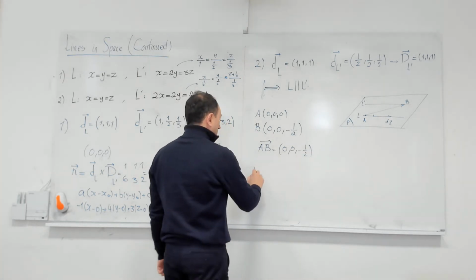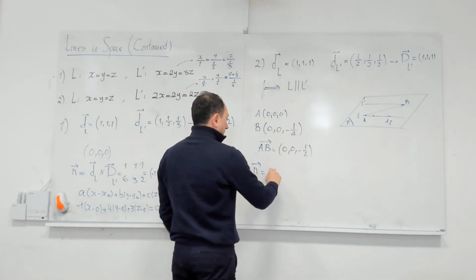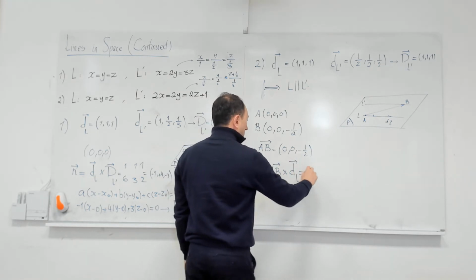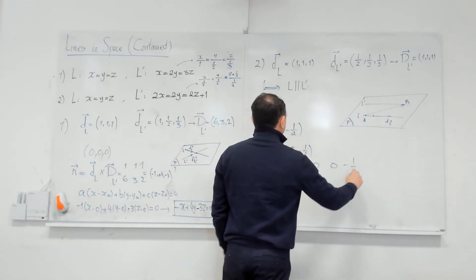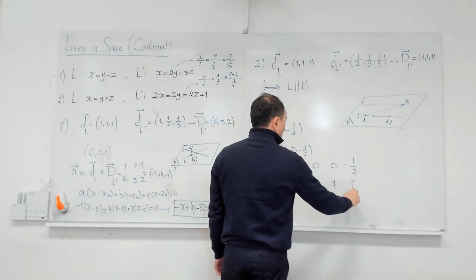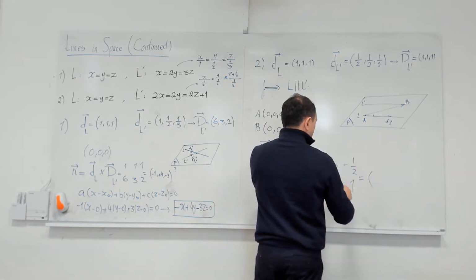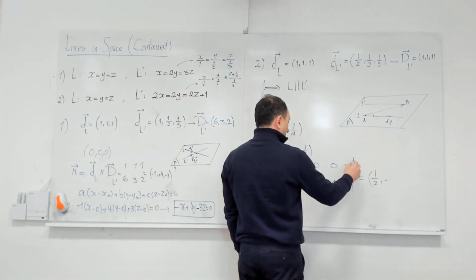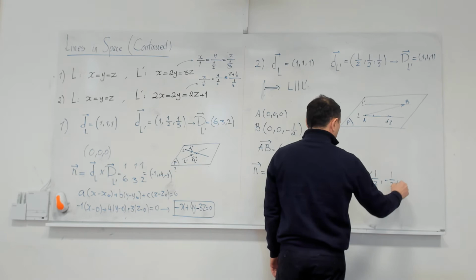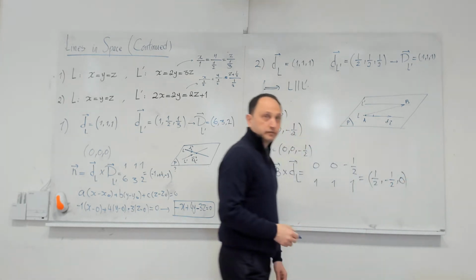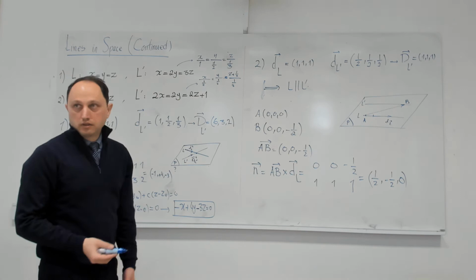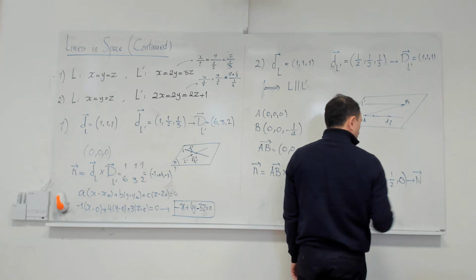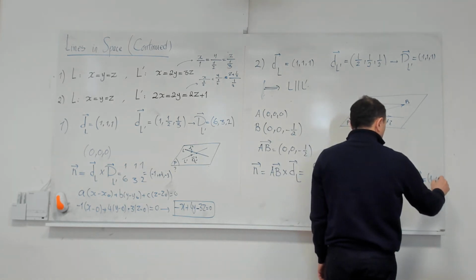And then what you need to do, N is your AB cross product with DL. AB is 0, 0, minus 1/2. DL is 1, 1, 1. You cross product them: 0 plus 1/2. And then you put a minus sign here, 0 plus 1/2, which becomes minus 1/2. And then finally 0. Can I rescale this one? The answer is yes, because that's a normal vector, so I will work with a new normal vector, let me call it n, for example. It becomes 1, minus 1, and 0.